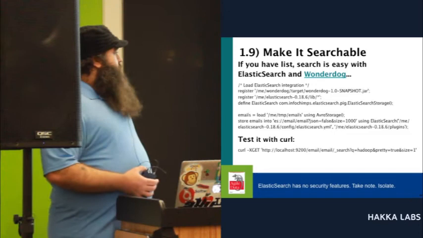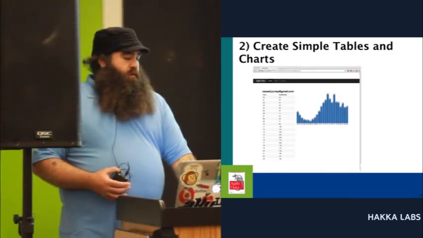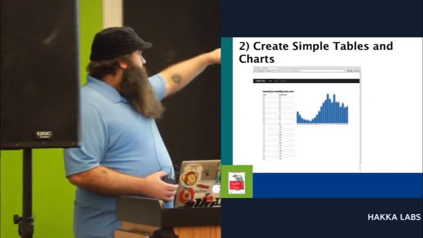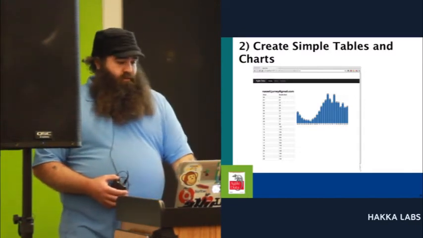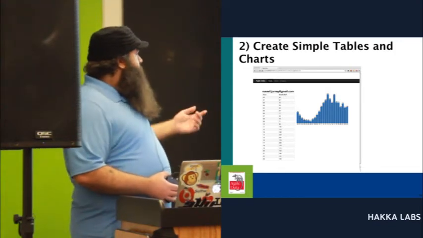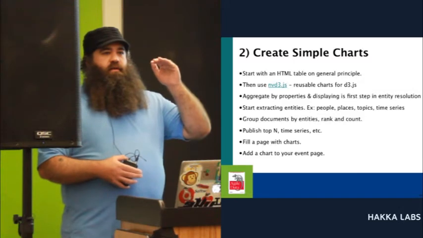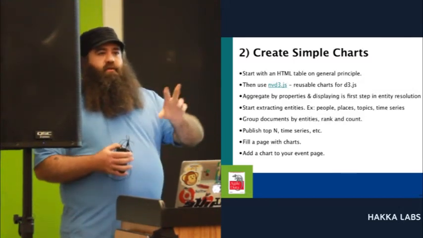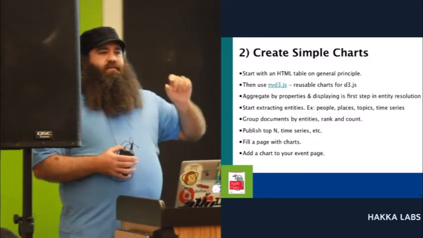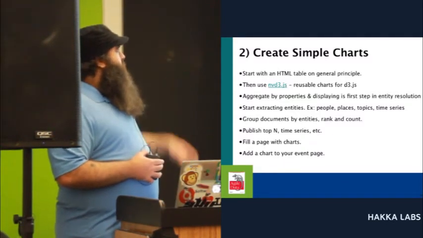All right, so the next step, since we plumbed our records through, is to create simple charts. This is an example of a data table and a chart. Always start with an HTML table, because it always happens to me that there are holes in the data. Like there was a 0 value, and you didn't actually project a 0, and it's empty. And so your charts look weird. Things like that always happen. So start with a table on general principle.